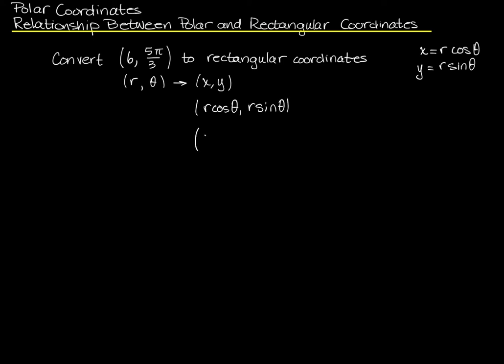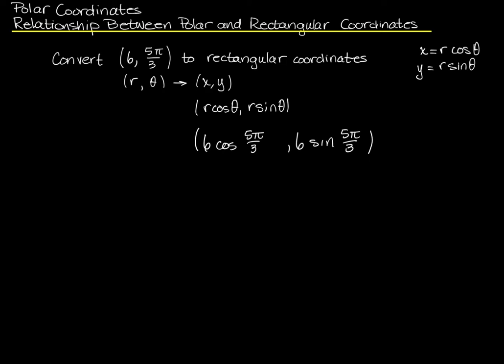And I know both r and theta. So all that's left to do is figure out what the cosine of 5 pi over 3 is and the sine of 5 pi over 3 is, multiply those results by 6, and I've got my rectangular coordinates.